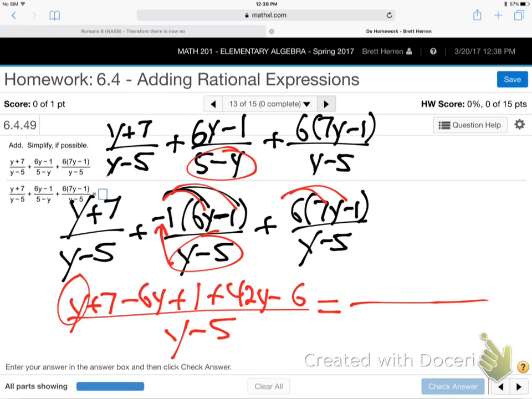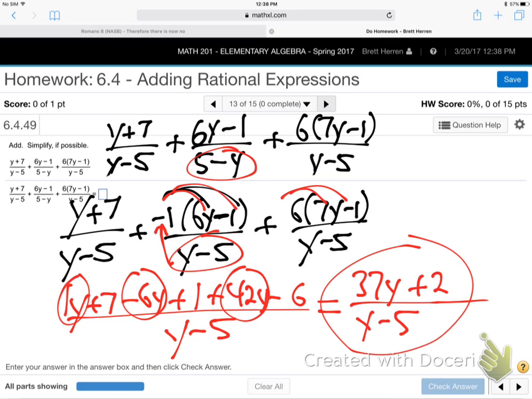What do we got? Y, this is really 1y, minus 6y, plus 42y. Just use your calculator. Just go 1 minus 6 plus 42. What is that? 37y, right? Just do the numbers. Remember, like terms, just the numbers in the front. We don't mess with powers or anything. And the same thing for the other numbers. 7 plus 1 minus 6 is 2, over y minus 5, done.